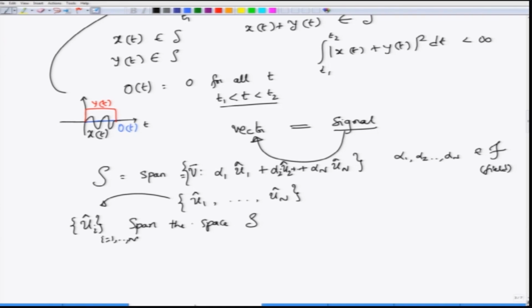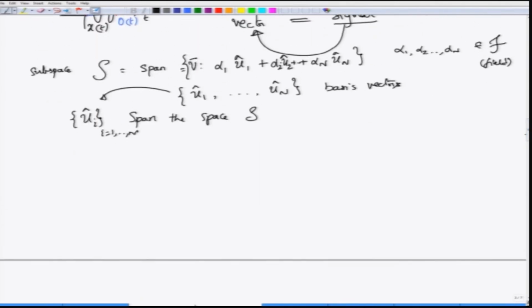So, the set of vectors u1 through un span the space S, or what is called the subspace. If there is no confusion, I will be using subspace, but for our course subspace is actually equal to space. We do not want to distinguish anything. There are technically small differences, but we do not want to distinguish any of them at this point. These vectors ui span the space S, or these vectors ui span the subspace S, both statements mean the same to me. These vectors which are spanning the space S are called basis vectors.